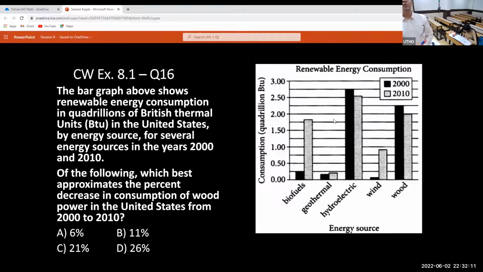To find out how many quadrillion BTU you were consuming in 2000, and how much in 2010. They are asking what is the approximate percentage decrease. So just write down those values. How much were you consuming in 2000? In 2000, it was around 2.25. And in 2010, it is 2.